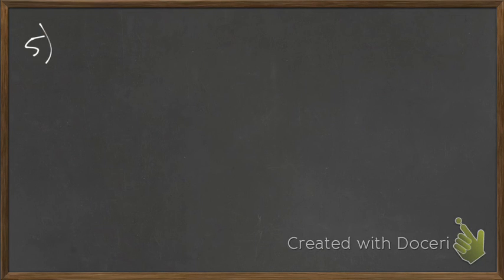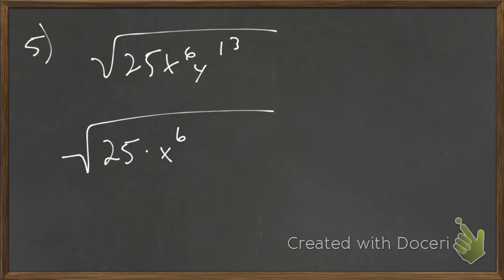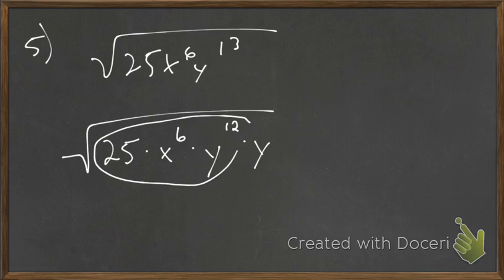Number 5, square root of 25 x to the 6 y to the 13. As I break this down, do I need to mess with the 25? Nope. Do I need to mess with x to the 6th? Nope. But y to the 13th, I need to write as y to the 12th times y. And I can take the square root of everything except that y. So I get 5x cubed y to the 6th square root of y.